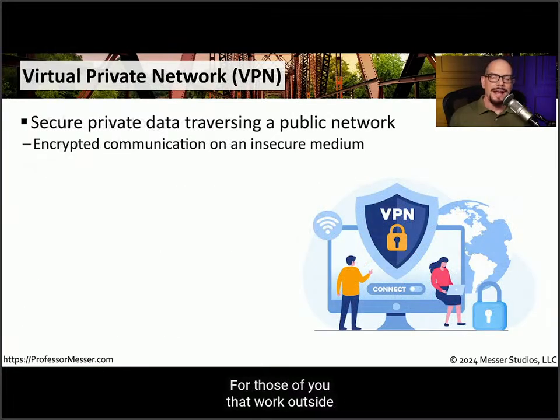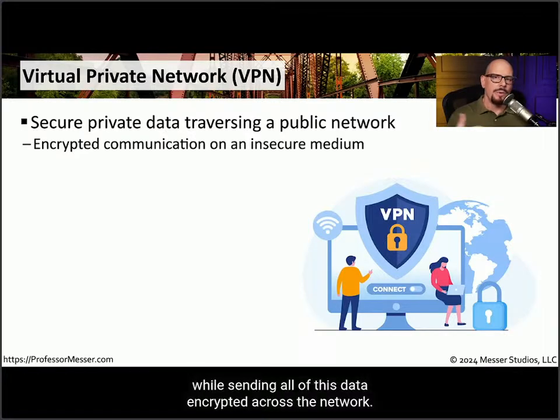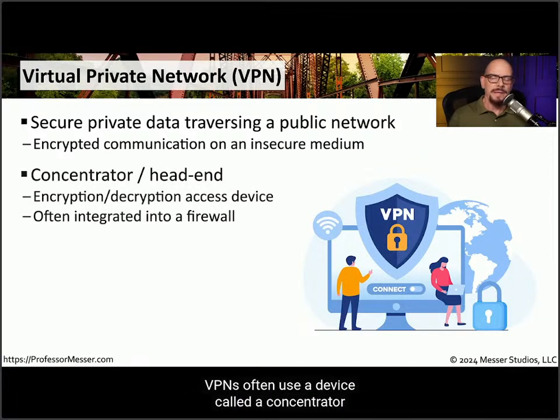For those of you that work outside of your corporate facility or perhaps do a lot of work from home, then you're probably already familiar with a virtual private network or a VPN. This allows you to connect to a remote network while sending all of this data encrypted across the network. It's a very secure way to transfer data, even across networks that would be inherently insecure, such as the public internet. VPNs often use a device called a concentrator or a head-end device to be the central connection point for all of the users who are accessing that VPN.